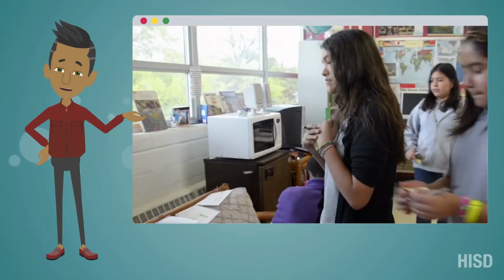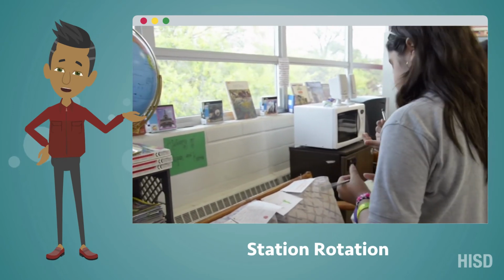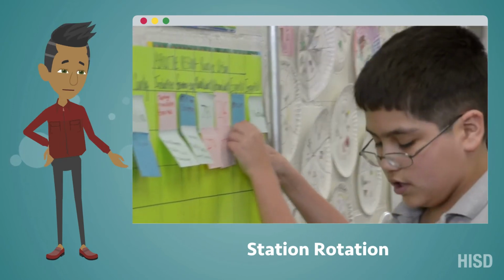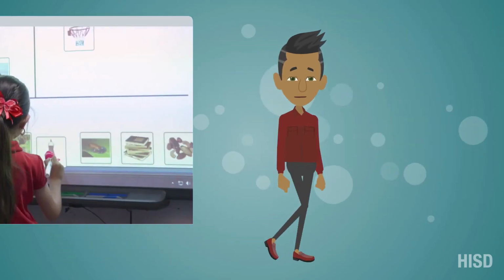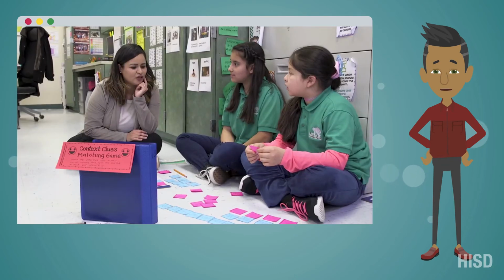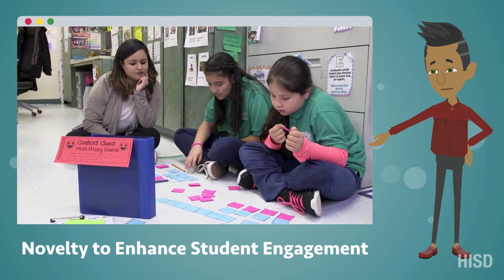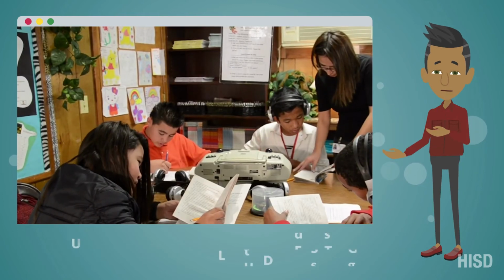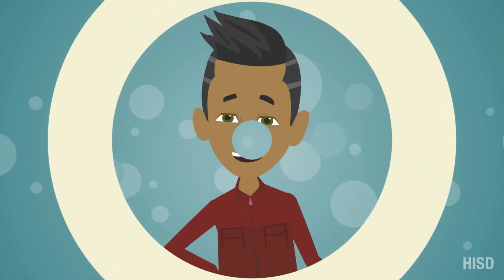Station rotation allows students to rotate around the classroom in small groups as they stop at various stations to engage in activities that correlate with the objective. Always try to incorporate technology and/or novelty in workstations to enhance student engagement. Workstations are a great way to reach students who may not thrive in a traditional instructional setting.